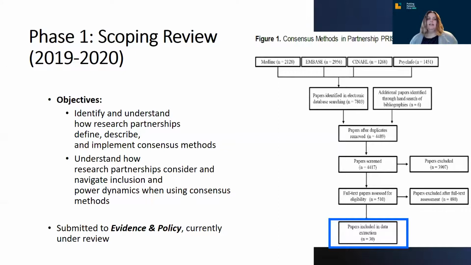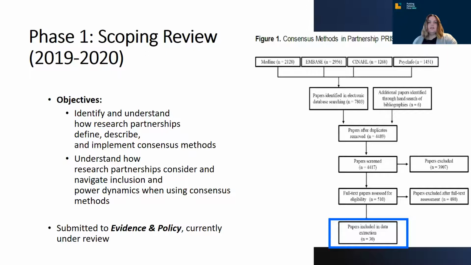Thanks so much, Nellie. So I'm joining today from Victoria, which is on the land of the Esquimalt and Songhees nations, and I'm here as an uninvited guest. So to go over the scoping review really quickly, it aligns with our overall aims for the project. So identifying and understanding how research partnerships define, describe, and implement the consensus methods that they want to use, as well as understanding how those partnerships consider and navigate inclusion and power dynamics.